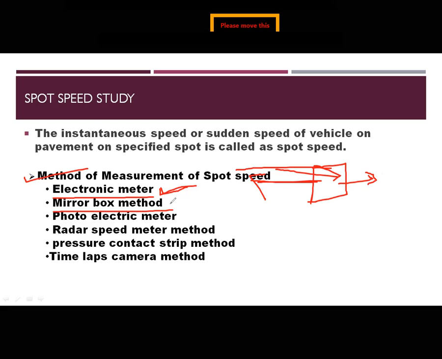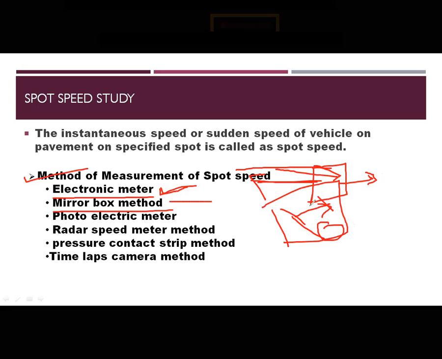Next is the mirror box method, where one or two mirrors are there for the counting. The image of the vehicle is visible from here to here at that instant, the time is counted, and from that the speed is calculated.